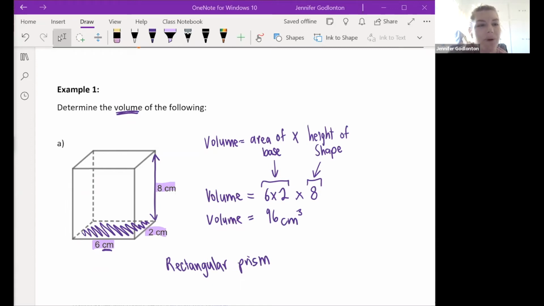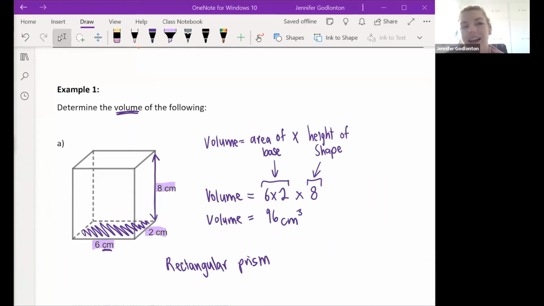Tandoshishi, how can I help? Hey ma'am. So the area of the base is 6 times 2, and then the height of the shape is 8. Mm-hmm. Oh, okay, thank you, ma'am. No problem.